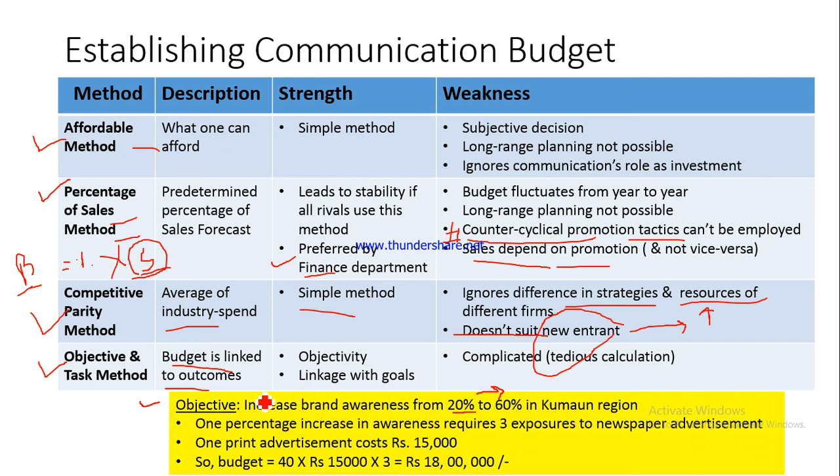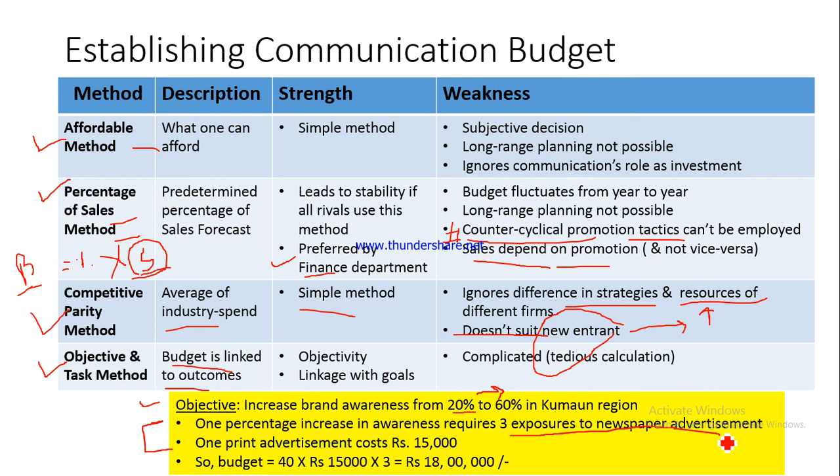Again, now here basically what we have done is we have worked out the various tasks that we need to perform to achieve this objective, right? And we have seen that for a 1% increase in awareness, so from 20 to 21, if you want to increase awareness from 20% to 21%, then you require 3 exposures to newspaper advertisements. What do we mean by this? This means that if a particular market sees the advertisements thrice, 3 times, then the awareness level would increase from 20 to 21%. Do you understand the point?